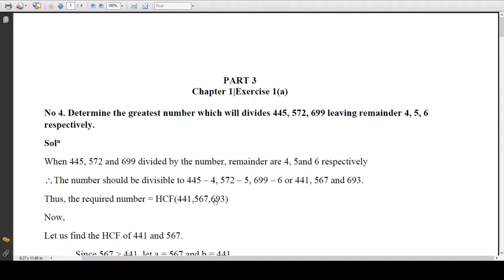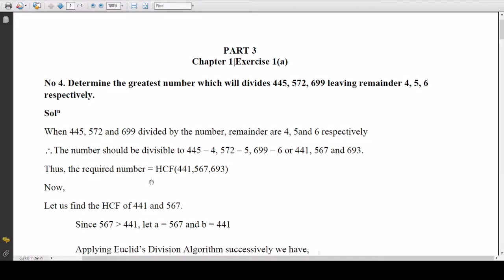As in the last part we have discussed how to find the HCF of three numbers. What we have to do: first we find the HCF of the first two numbers, then again find the HCF of that result with the third number, and whatever HCF we get will be the required HCF of all these three numbers. Okay, now let us take the first two numbers, 441 and 567.